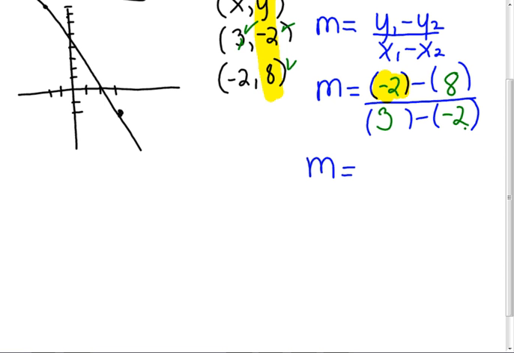Brian, you want to get credit for today? You need to participate. What's this? Brian, what's -2 minus 8? Minus 10. What's a 3 minus a -2? I don't like those double negatives, so I'm going to make it adding the opposite. What's this? 5. So what's the slope?